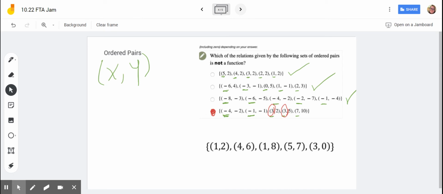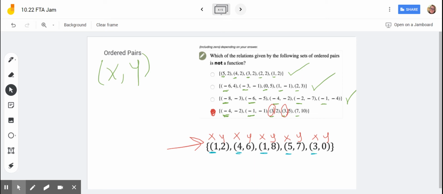Let's look at the example I gave, and this is a question in your Google Forms. We have 1, 2, 4, 6, 1, 8, 5, 7, 3, 0. Just a reminder, our x values are always first in each one of these pairs. I'm going to label them x, y, x, y, x, y, and we are only looking at our x values. So we have 1, 4, 1, 5, 3. Does a number repeat here?